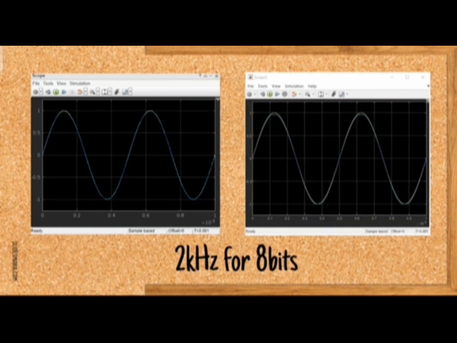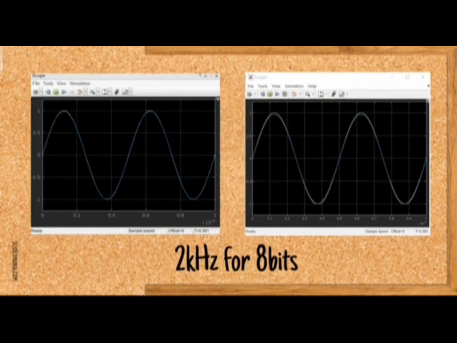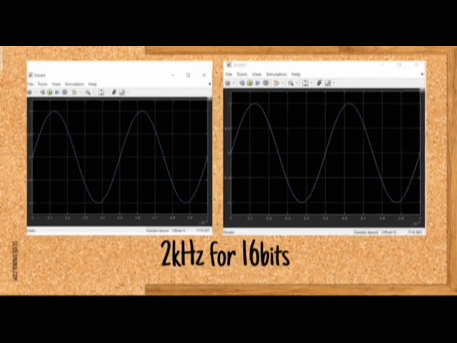This is the 2 kHz result for 8 bits, with compounding on the right and without compounding on the left. This is the 2 kHz result for 6 bits, with compounding on the right and without compounding on the left. For 8 bits there is no difference, and for 6 bits there is also no difference.